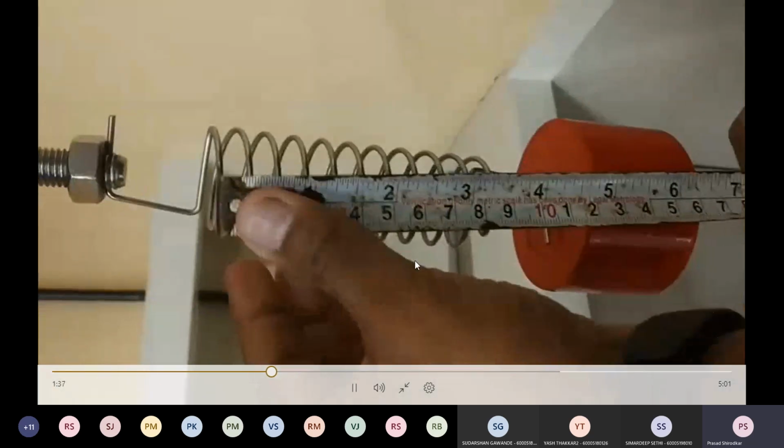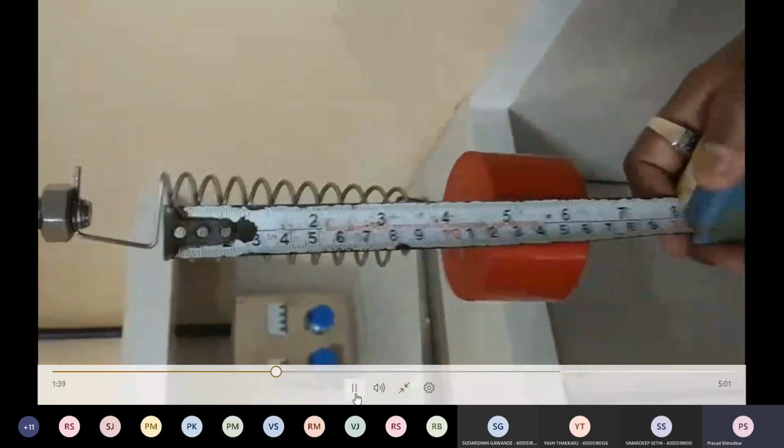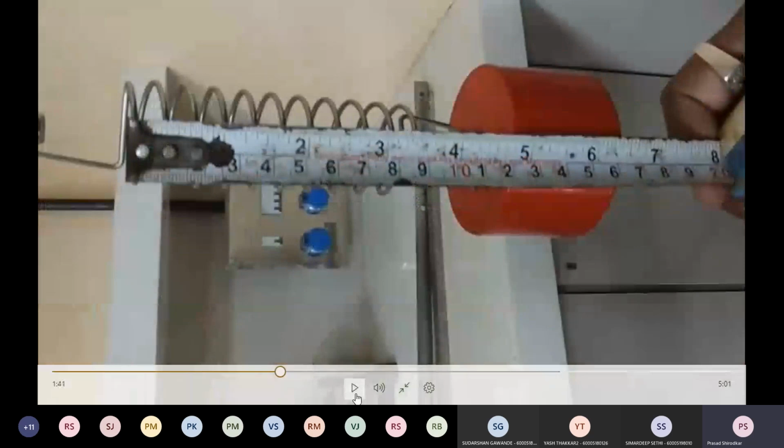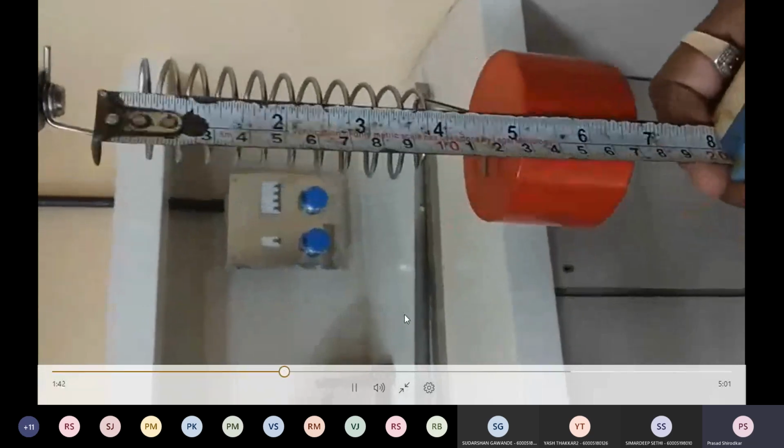So now it is 9 centimeters. So the stiffness of the spring will be... Alright, the initial length, and now this is the final length, that is 9 centimeter. So find out the difference between the final and the initial length. Stiffness is load per unit change in length. So load is 1 kg, and stiffness is W by del.